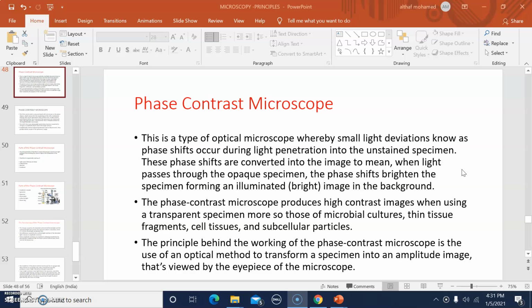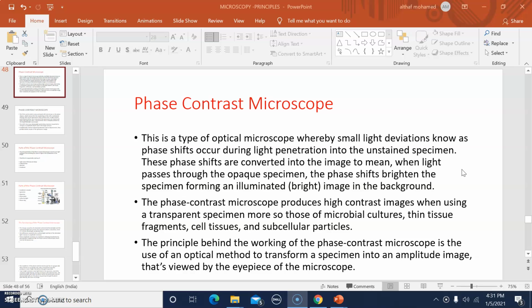When the light passes through a transparent specimen, the phase shift helps to brighten the specimen, forming an illuminated image in the background. So the phase contrast microscope produces high contrast images when viewing a transparent specimen. Microbial cultures, thin tissue fragments, cell tissues and subcellular particles are viewed using the phase contrast microscope, which produces a high contrast image.